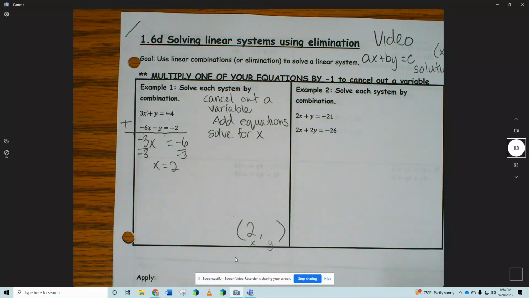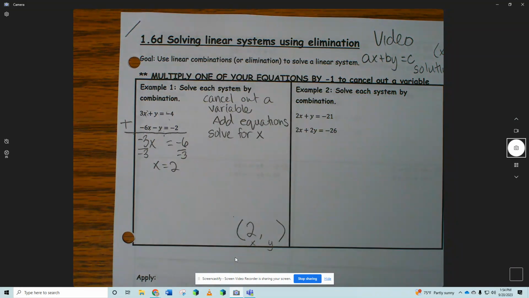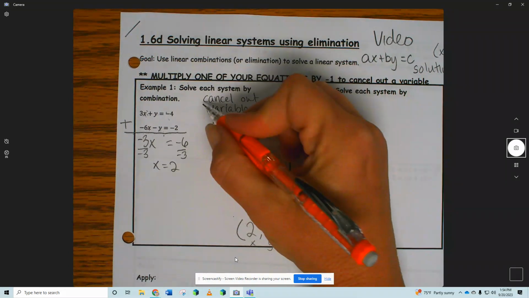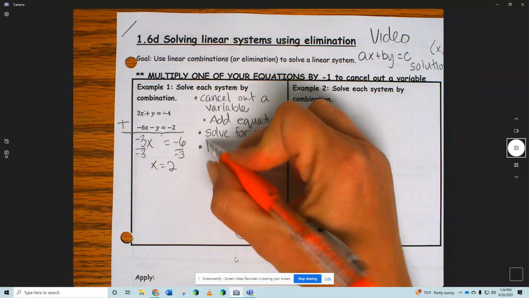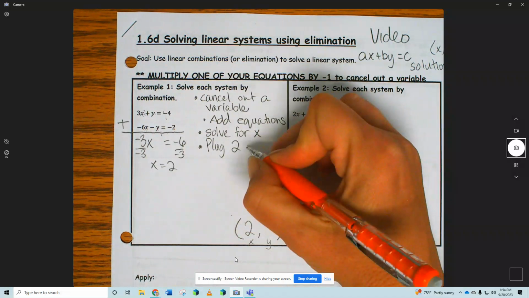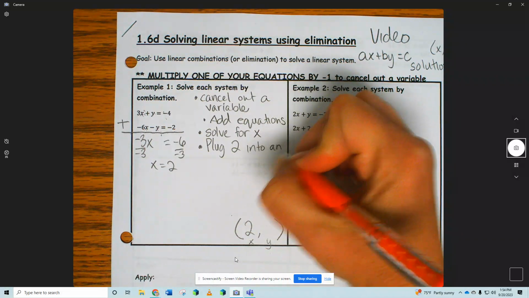How do I find y? I know that x is 2. Where do you want to plug in the 2? In which equation? In either. Any one you want. It doesn't matter. Plug 2 into an equation. I don't care which one.